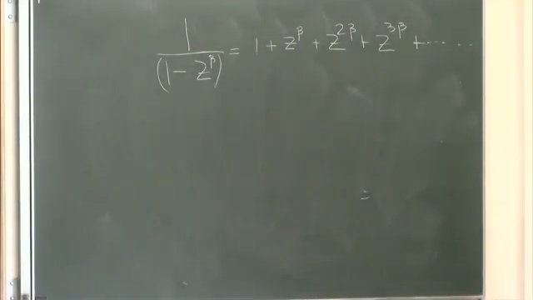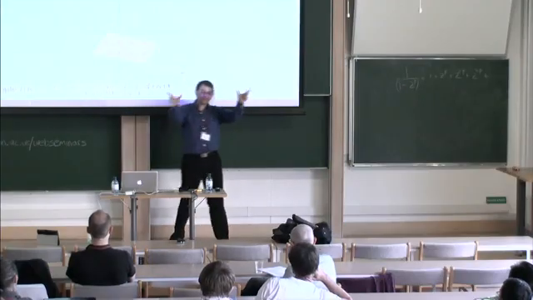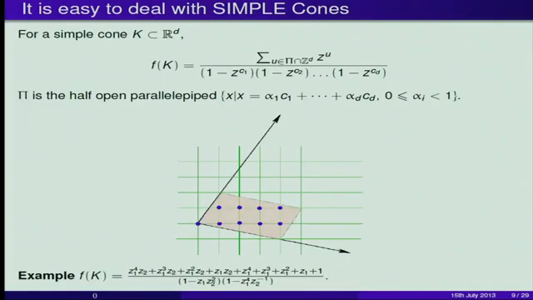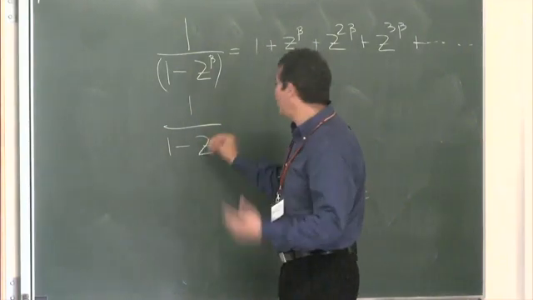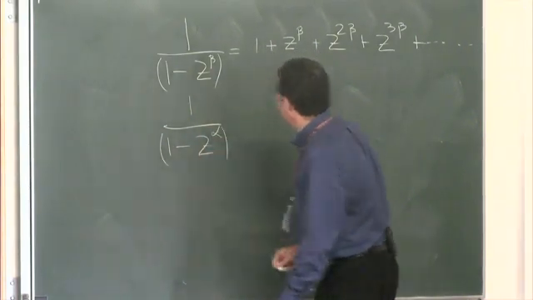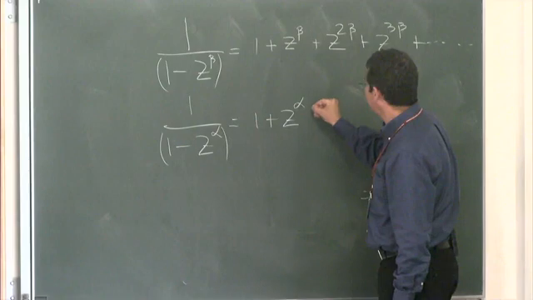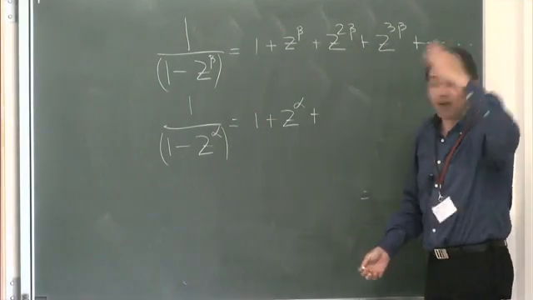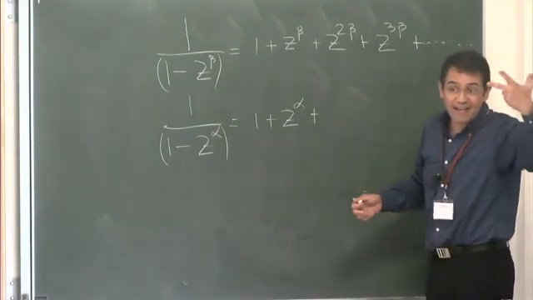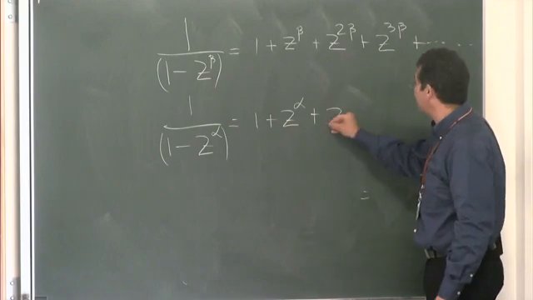Then you have another geometric series. That's for the other ray. So it's 1 over 1 minus z to the alpha, let's say. So again, you have another geometric series, which are just the linear multiples of alpha and beta.